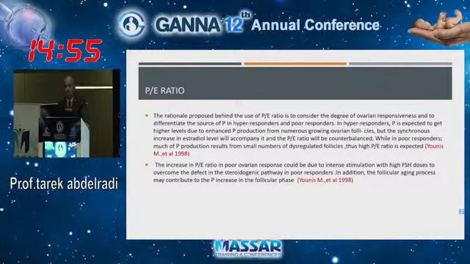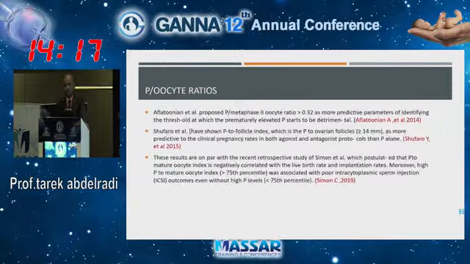While in poor responders, much of the progesterone production results from smaller numbers of dysregulated follicles, thus a high progesterone to estradiol ratio is expected. The increase of the progesterone to estradiol ratio in poor ovarian response could be due to intense stimulation with high FSH doses to overcome the defect in the steroidogenesis pathway in poor responders. In addition, the follicular aging process may contribute to the increase in progesterone. So, according to those studies, the progesterone to estradiol ratio is more effective in predicting the effect of premature luteinization on the IVF outcome.